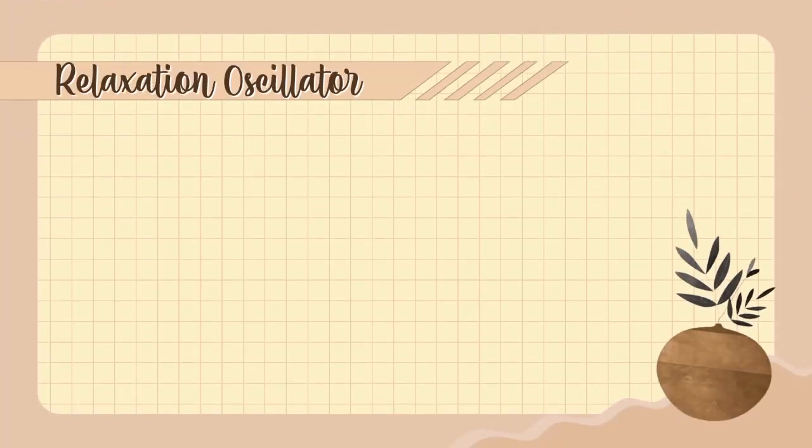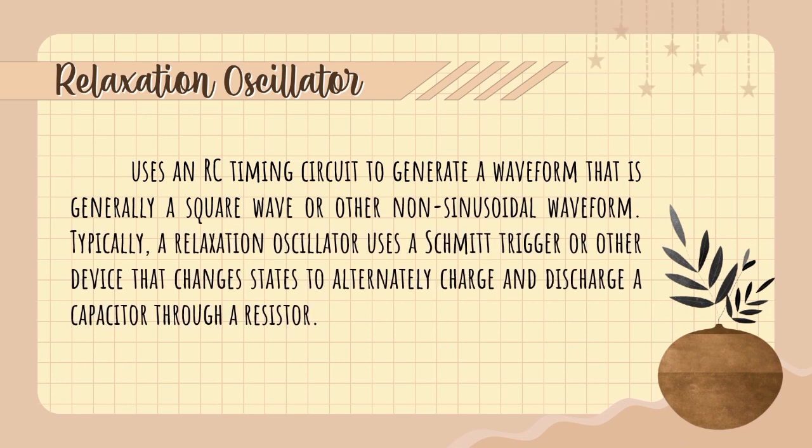So a relaxation oscillator is a second type of oscillator that uses an RC timing circuit to generate a waveform that is generally a square wave or other non-sinusoidal waveform. Typically, a relaxation oscillator uses a switch, trigger, or other device that changes states to alternately charge and discharge a capacitor through a resistor. So the relaxation oscillator contains energy storing devices like a capacitor and inductor.